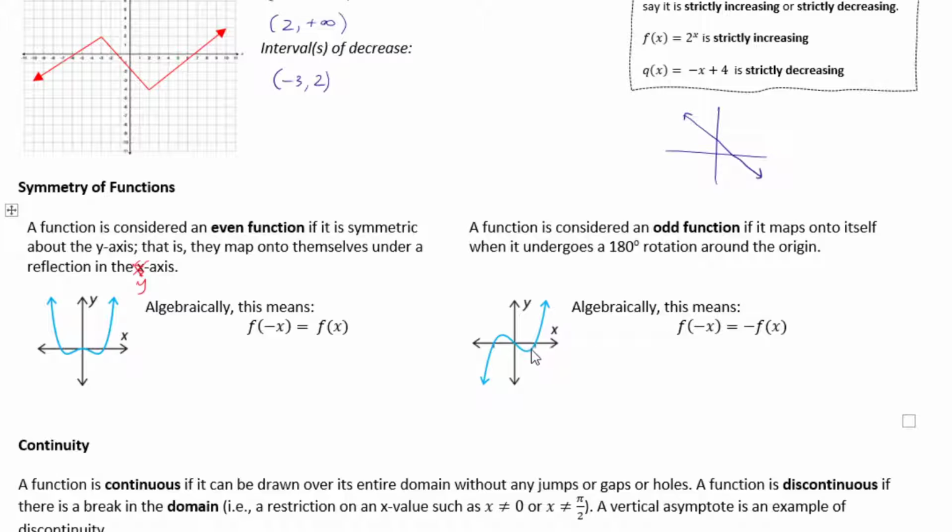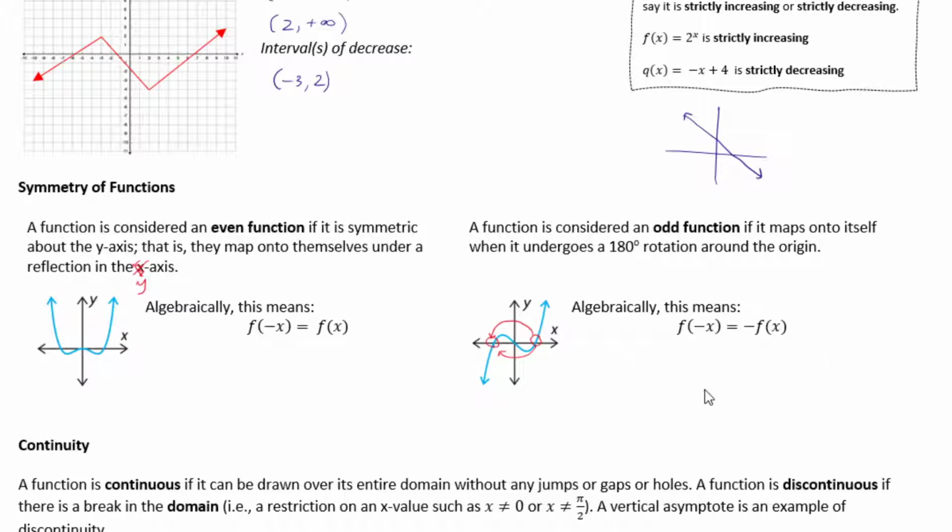If a function is odd, that means that it maps onto itself when it rotates 180 degrees from the origin, right? And we can see that by picking a point over here. So I'm just going to pick this point over here. And if I rotate that 180 degrees, it maps onto itself right there. Similarly, you could also have rotated this clockwise and it would have done the exact same thing. Okay, so 180 degrees rotation around the origin and it maps onto itself, that's an odd function.